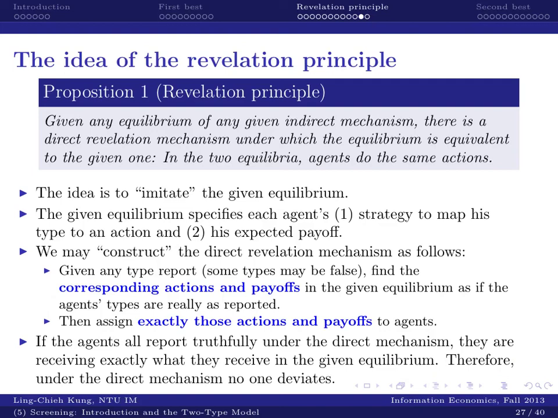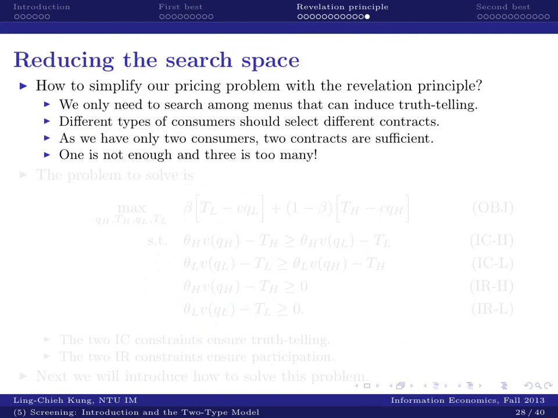Certainly, if we want to prove it, we need very complicated notations, but let's forget it. Eventually, this provides us a guideline. If you are designing a mechanism, if you are designing a contract, you need to find the agent's type. You need to screen the agent's type through your contract, through your mechanism. That's going to be the optimal thing you need to do. So we have the revelation principle. Now we know we only need to search among menus that can induce truth-telling. That's the first thing.